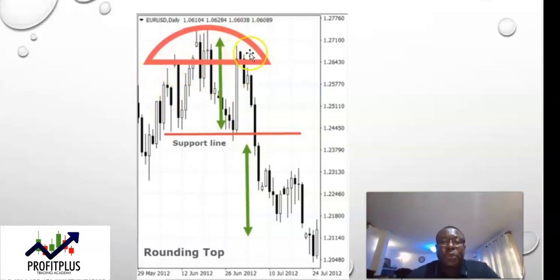All right, so from the high here to the neckline, which is the support line, is your target. When the price breaks this neckline, that is your initial target. You can see how the market moved all the way down. So here should be your TP1, and then you continue to trade the market as the price moves downwards.